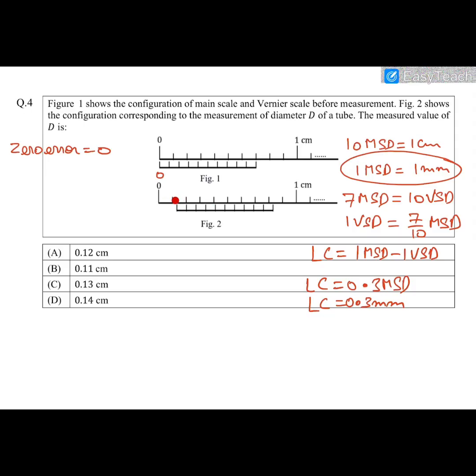This is the least count, and when we see the scale during the measurement, we can say that the MSR, main scale reading, is 1 mm, and the VSR, vernier scale reading, is 1 into least count, which is 0.3. So VSR is 0.3, and the measured value of the diameter will be 1.3 mm. Now in centimeters it would be 0.13 centimeters. So the correct answer will be C. Now we move on to the next question.